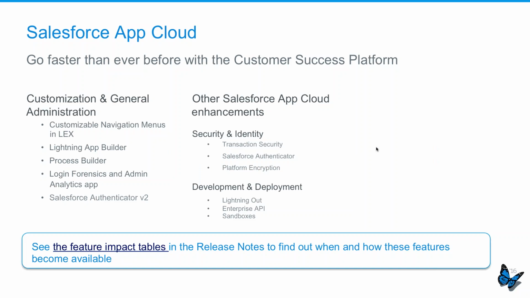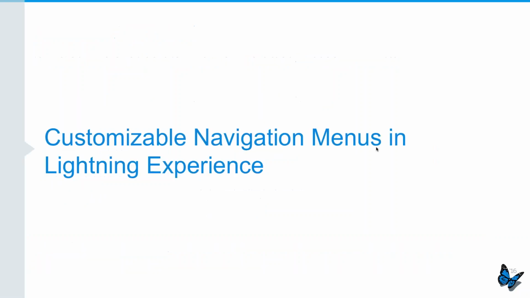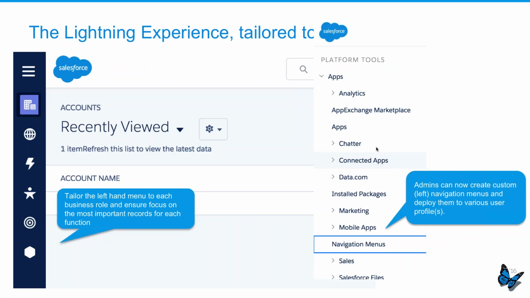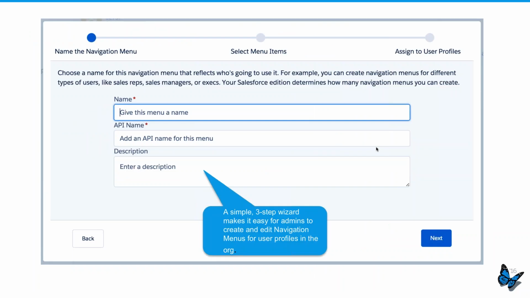So let's go into App Cloud. Within the Lightning experience, there's tailored navigation menus. I was going to demonstrate this, but in the sake of time, I'll just skip through. I'll show you. There's a wizard now available that will take you through this if you want to change the navigation menus that are on the Lightning experience on the left-hand side. You can create a new menu.